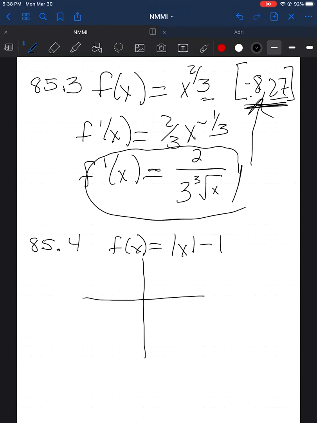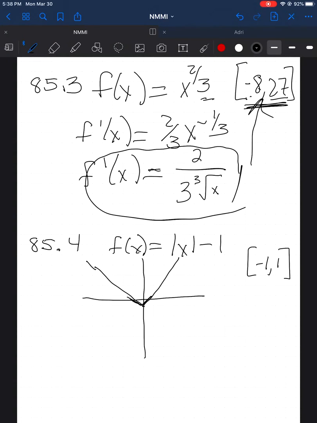Absolute value of x by itself would just be a v starting at the origin, but this -1 says that it starts here and goes like this. So that's what it looks like. So we're talking about on the interval from -1 to +1. Okay, is it continuous on that interval? Yes, it's continuous. Is it continuous on the endpoints? Yes, it's continuous. But what about the second part?